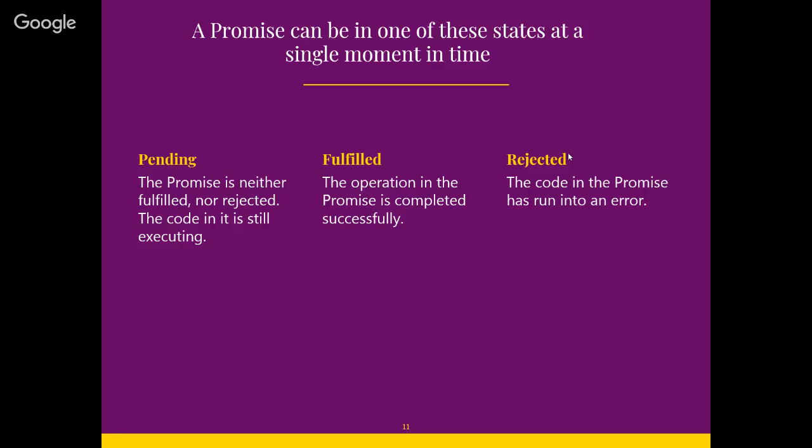So there's nothing we can do. And these are the three states a promise can be in. Remember that once a promise enters a certain state, it can never be changed unless it's pending. Once a promise goes from pending to fulfilled, it can never go back to pending again. Also, it can never go from fulfilled to rejected or vice versa. Once a promise is not pending anymore, that's it.